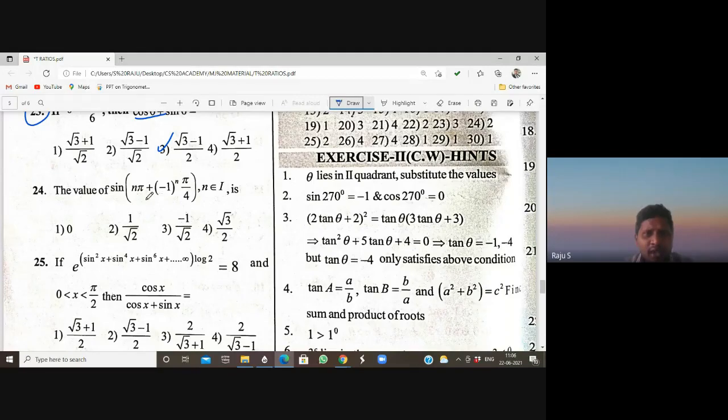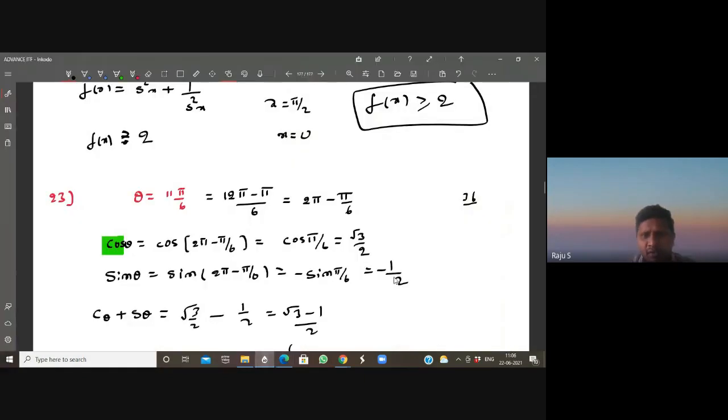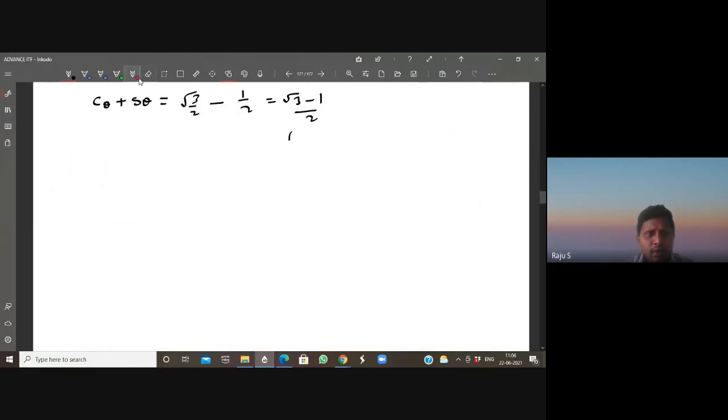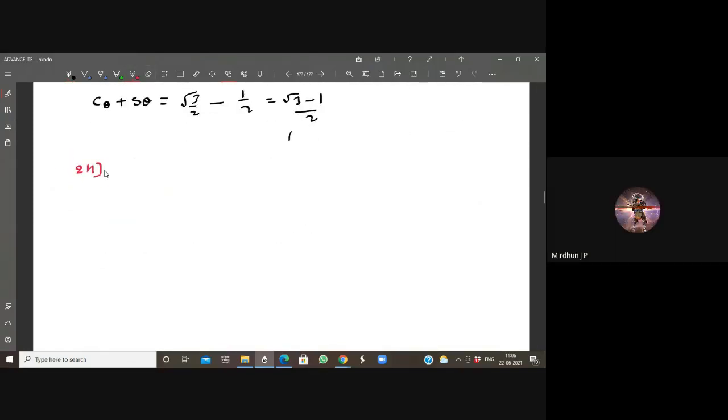Right. The value of sin. You should remember that first you try to take the least value. Even though n belongs to I, simply substitute n is equal to 0. What is the value? 0 plus minus 1 whole power 0. Nothing but we are going to get pi by 4 alone. Am I right? The answer will be pi by 4, sir.